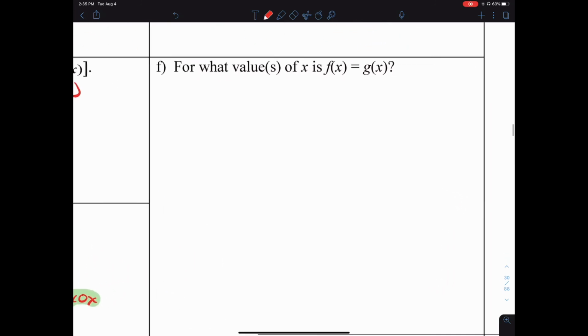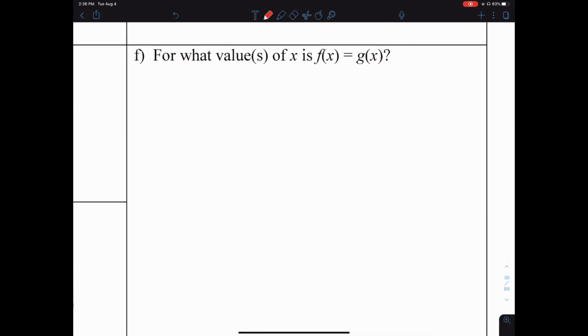F, for what values of x is f of x equal to g of x? Well, f of x is negative x squared plus 3x minus 5. G of x is 1 minus 2x. I have to get all the terms on the same side, and I'd rather have my x term, its coefficient, to be positive. I'm going to move everything to the right. If I subtract a 3x from both sides, a minus 3x and a minus 2x is a minus 5x. If I add 5 to both sides, a 1 plus 5 is 6.